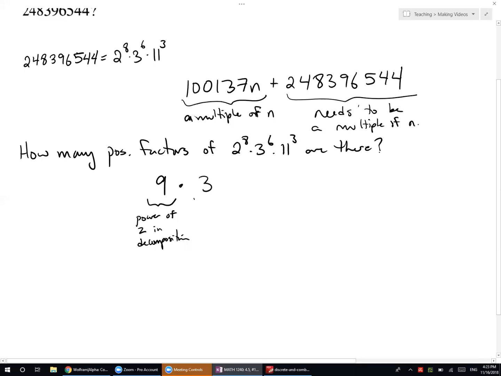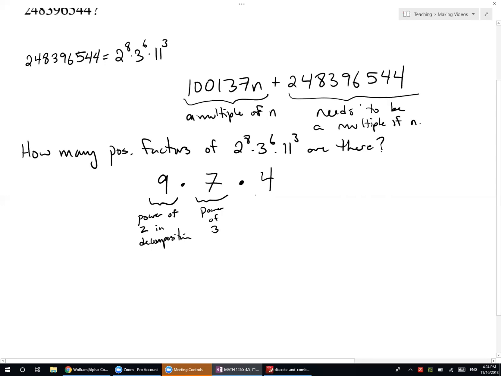Power of 3. There are 7 choices there. 3 to the 1, 3 to the 2, 3 to the 3, 3 to the 4, 3 to the 5, 3 to the 6, or 3 to the 0. No 3's. And then, once you choose the power of 2, once you choose the power of 3, you then choose the power of 11, and there are 4 options there. Again, it could be 11 to the 1, 11 to the 2, 11 to the 3, or 11 to the 0. Okay? And so that number, whatever that equals, what is that?